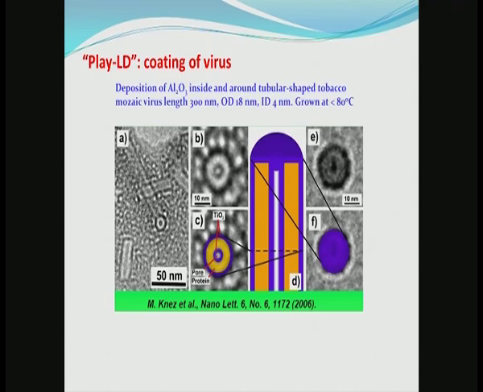Finally, we can go to an example that may be called play ALD, as opposed to ALD. One can play with ALD to produce interesting structures. What you have here is deposition of Al2O3 inside and around a tobacco mosaic virus, 300 nanometers in length, outer diameter 18 nanometers, inner diameter 4 nanometers. All this grown at less than 80 degrees Celsius by ALD.